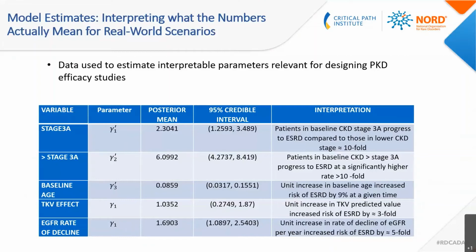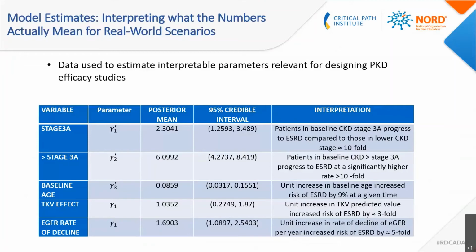Similar things like baseline age can be used to link to the change of end-stage renal disease, and also how important total kidney volume and eGFR are in their effect on end-stage renal disease. So in doing this, we actually get these interpretable parameters that are going to make their way into how we build a tool for informing decision-making for PKD study design.